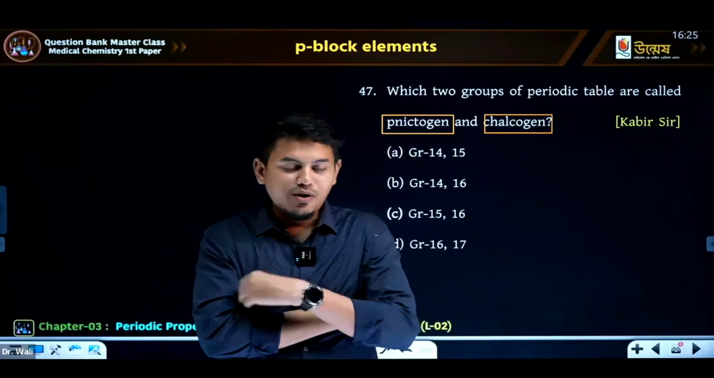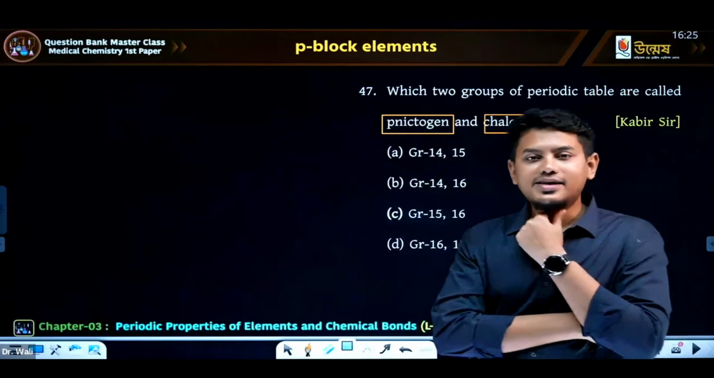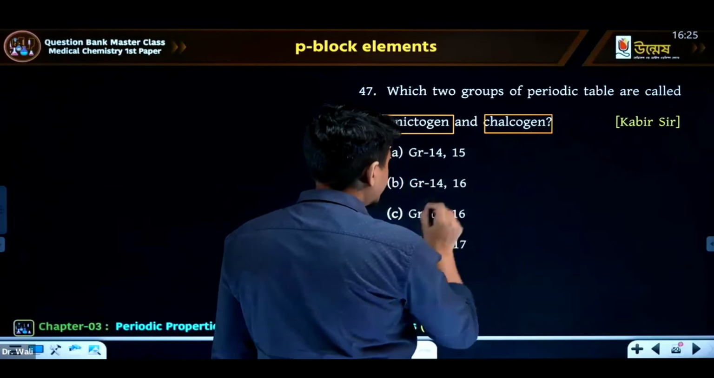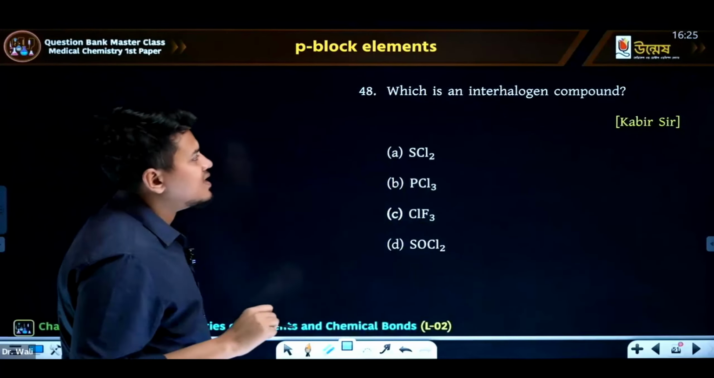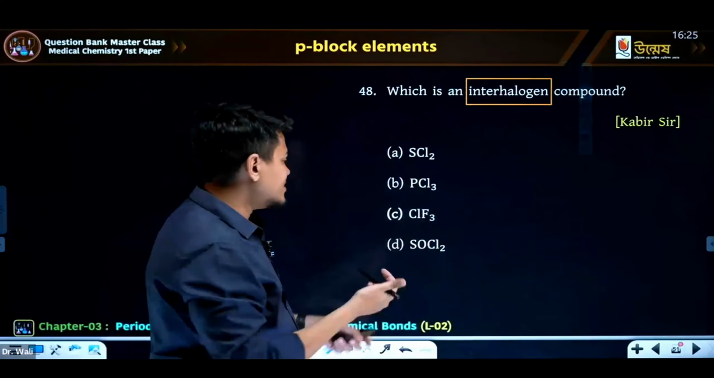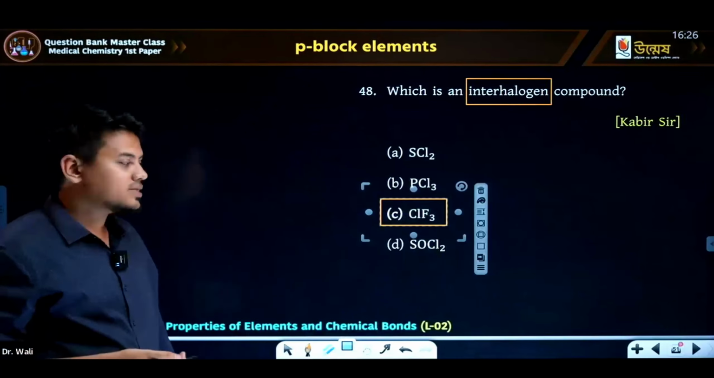It's like a terrorist. One person in the family becomes a terrorist, but the whole family gets labeled as a terrorist family, right? Whatever, the answer is group 15 and group 16. So the correct answer will be C. Which is an interhalogen compound? Interhalogen means the compound is within the halogens. So it is easier to recognize that option. Chlorine and chlorine is there, so it is an interhalogen compound.